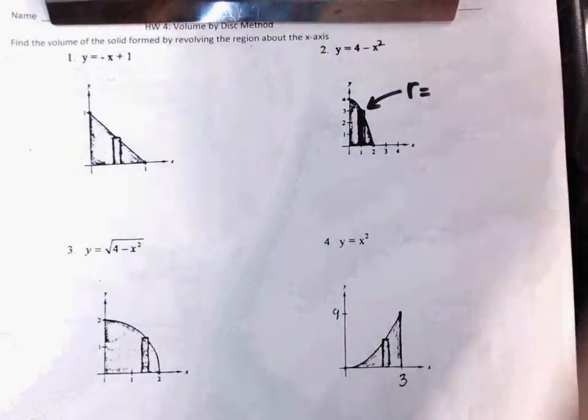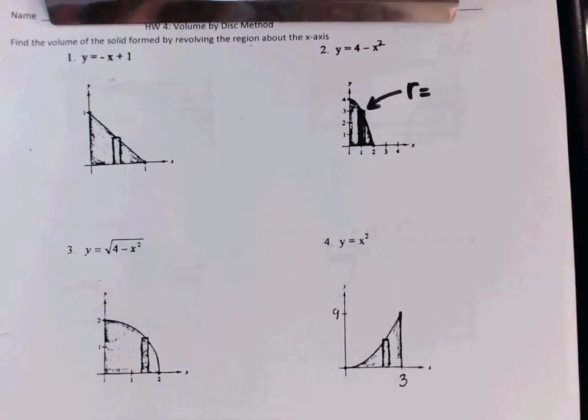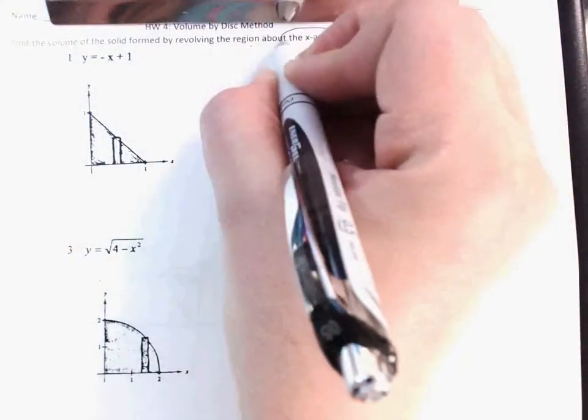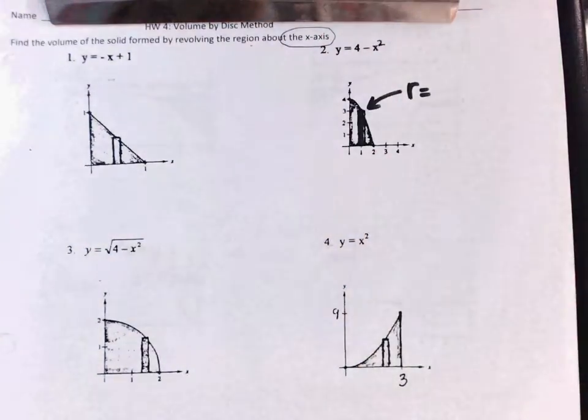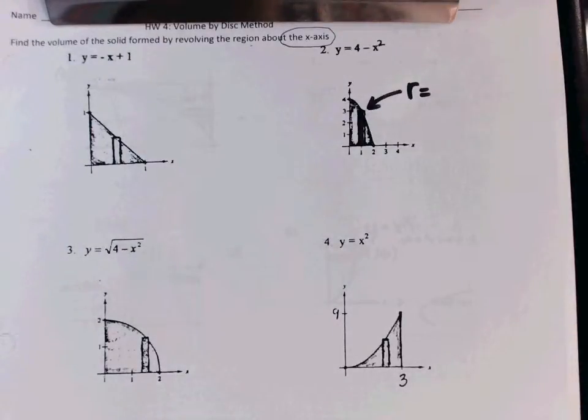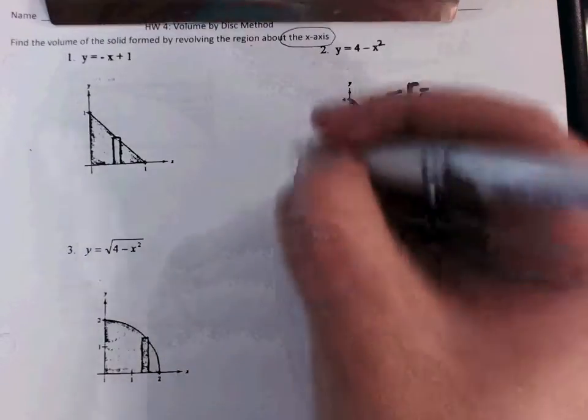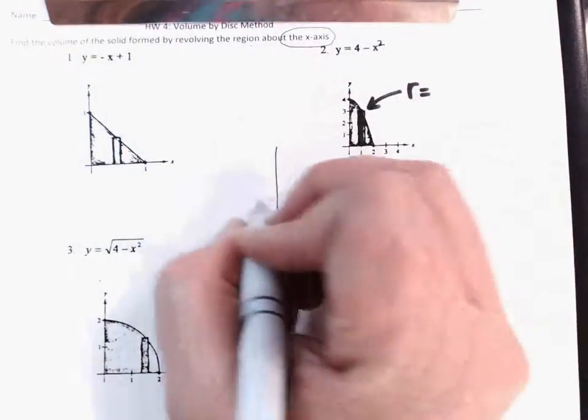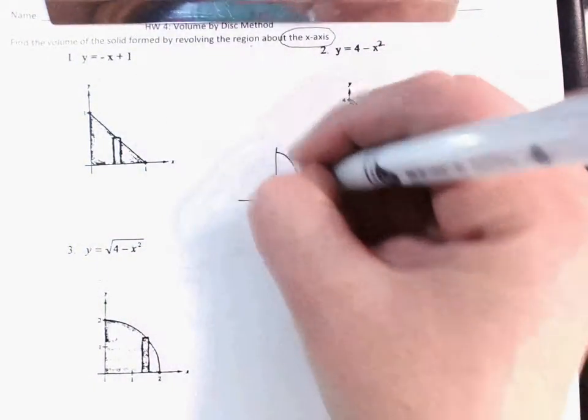Okay, so I want you to do 2 things. Now notice on the whole front, it says you're revolving around the x-axis. So I want you to draw your reflection, draw your circle, write your radius, and then write your volume. Now, if you don't like that picture, maybe just redraw it, okay? That's fine.